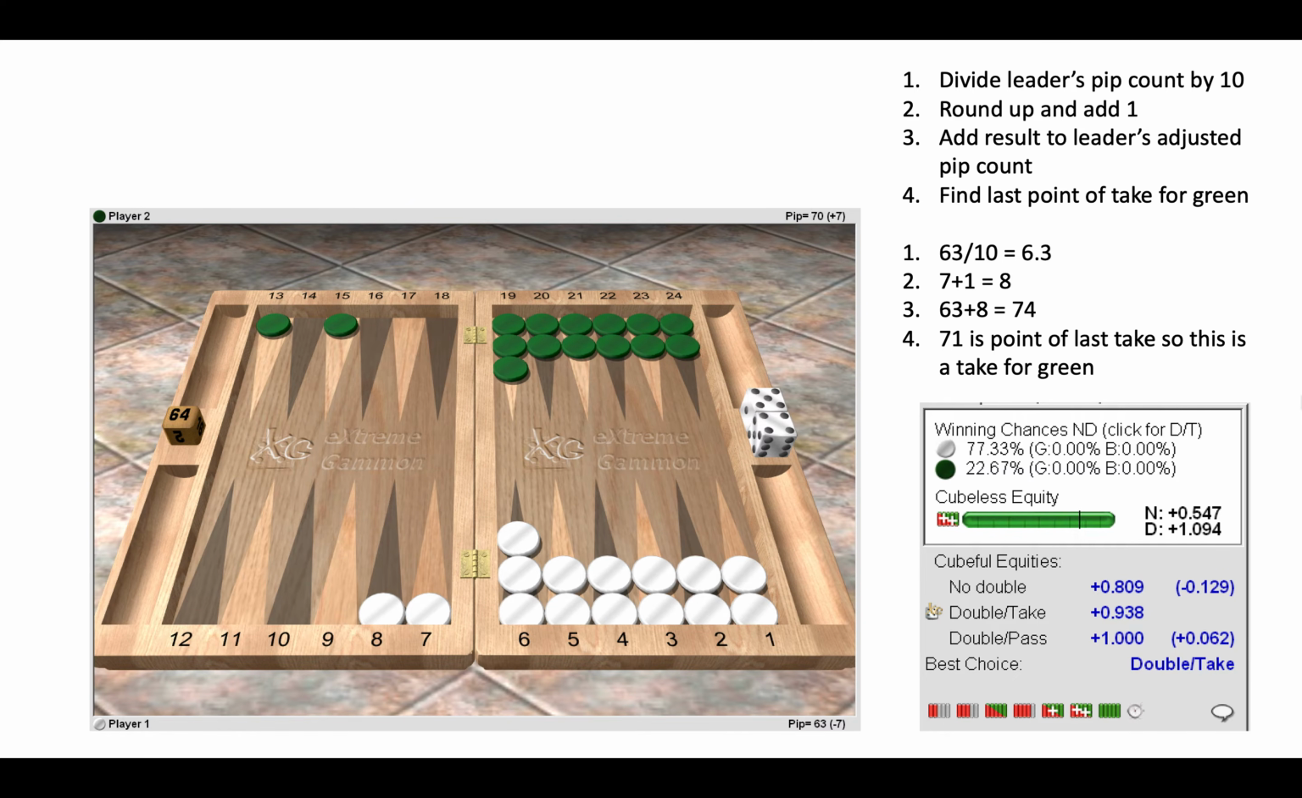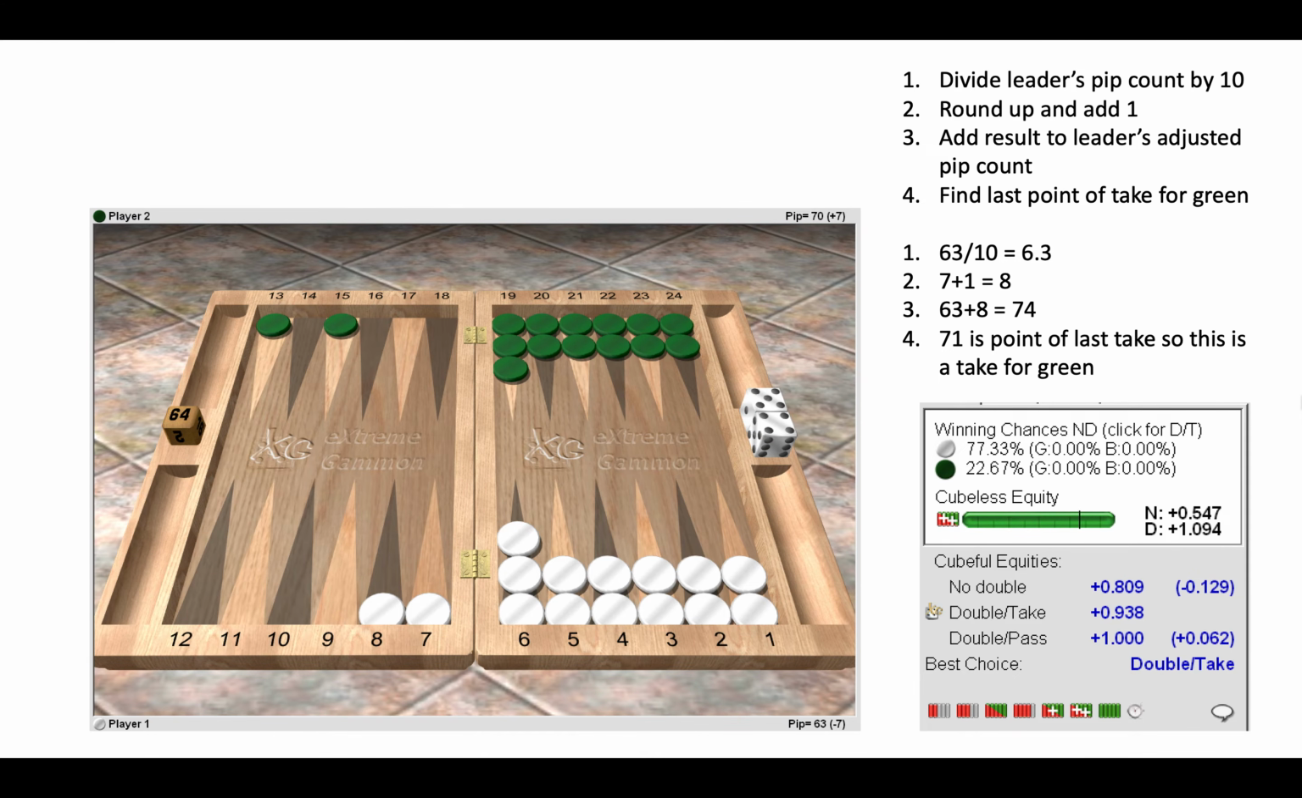63 divided by 10, 6.3, round up to 7 plus 1, 63 plus 8, 71. 71 is point of last take. So there we can see that green's pip count is 70. So again, it is a take, not a huge take, but it is still a take.